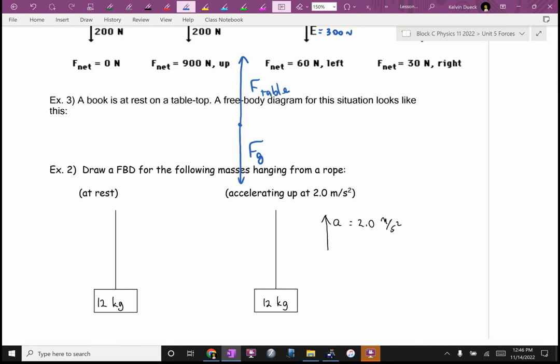If it wasn't, then that object would be sinking into the ground like quicksand. Or honestly, if all there was was gravity, that's what free fall is, when in your free body diagram the only force acting on you is gravity. That's a better definition of free fall.